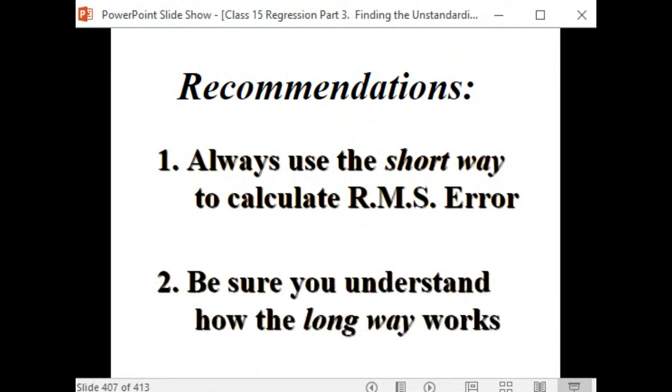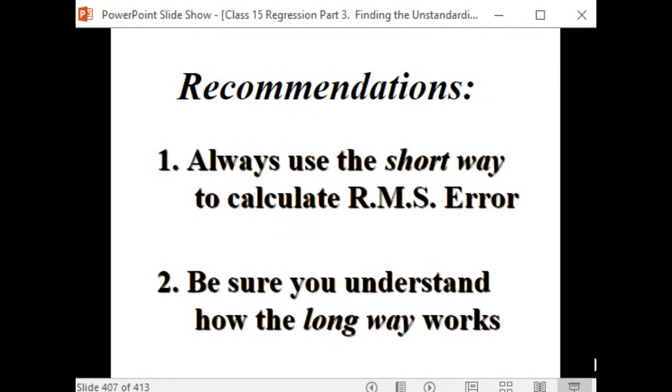However, my second recommendation is that you make an effort to understand how the long way works. You will hardly ever use the long way to calculate the root mean squared error, but the long way is worth remembering because it shows what's actually going on. The root mean squared error of the prediction is simply the standard deviation of the errors. So the long way is important because it shows you how the root mean square error of the prediction is really just a new twist on something you've already learned about, the standard deviation.